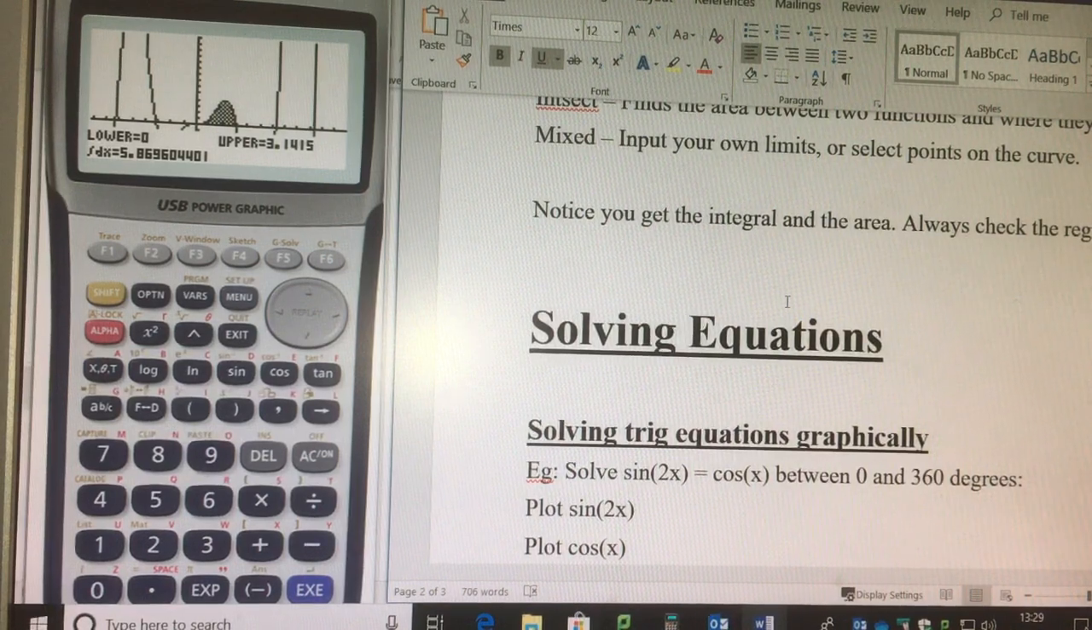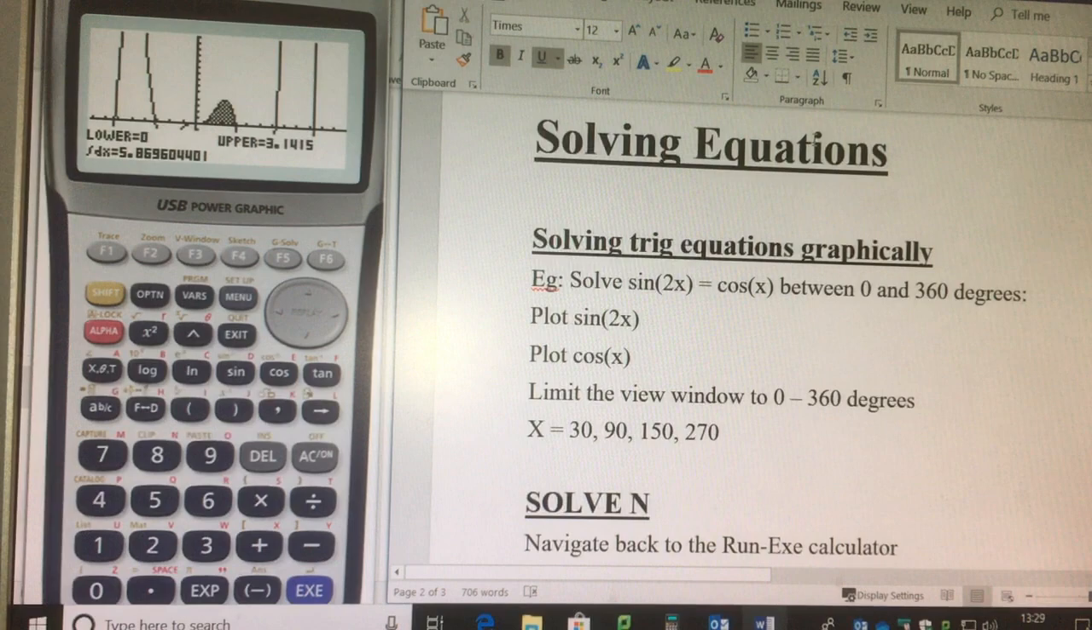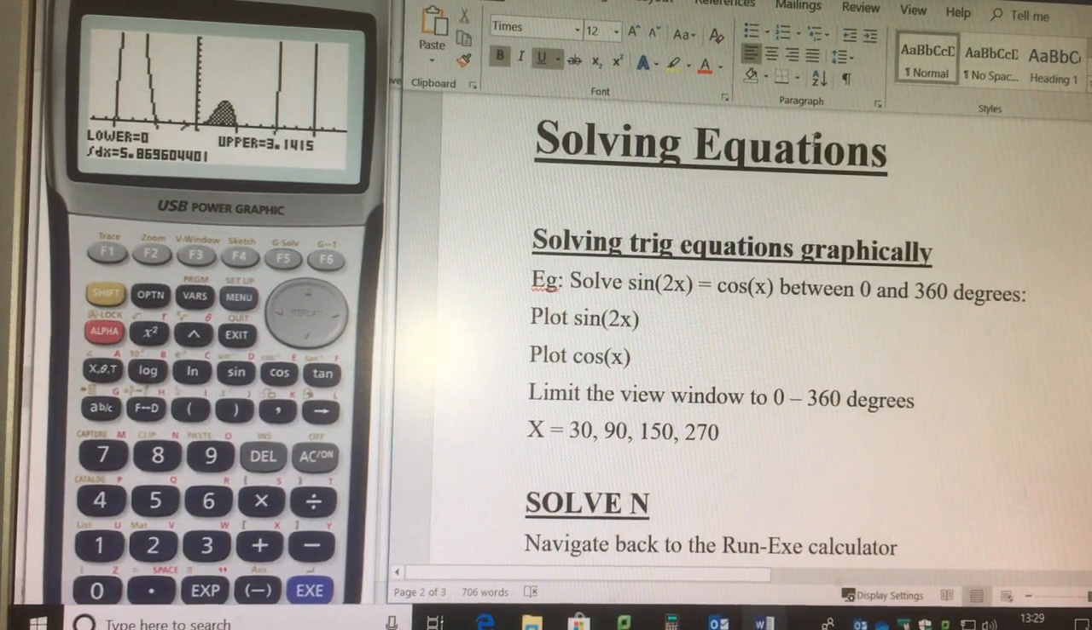And this is insane. When they showed me this, I thought it was amazing. So we're going to start off by solving some trig. We're going to do that with graphs, and then we're going to do it with algebra. So we're going to try and solve sine 2x is cos x between 0 and 360 degrees. So could you guys try this?